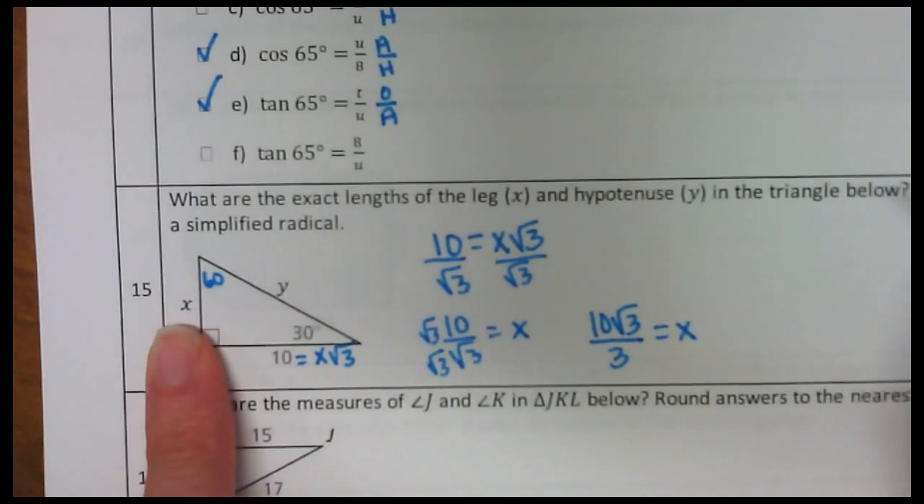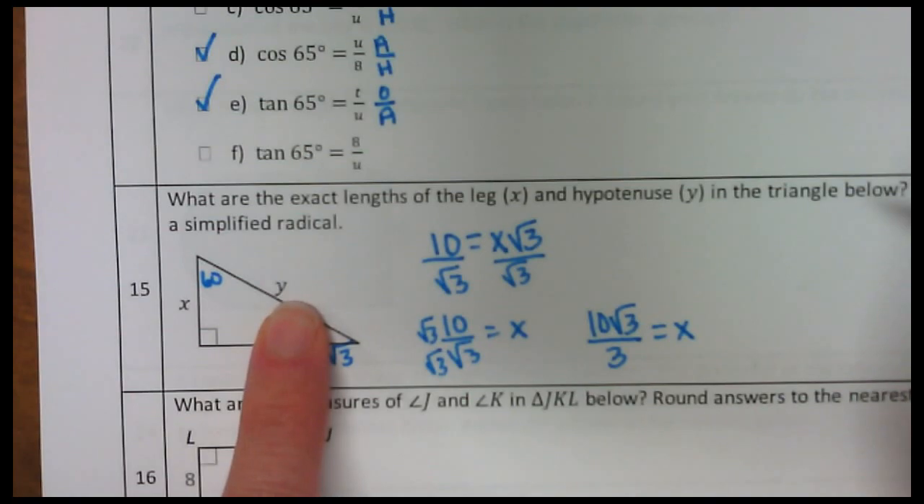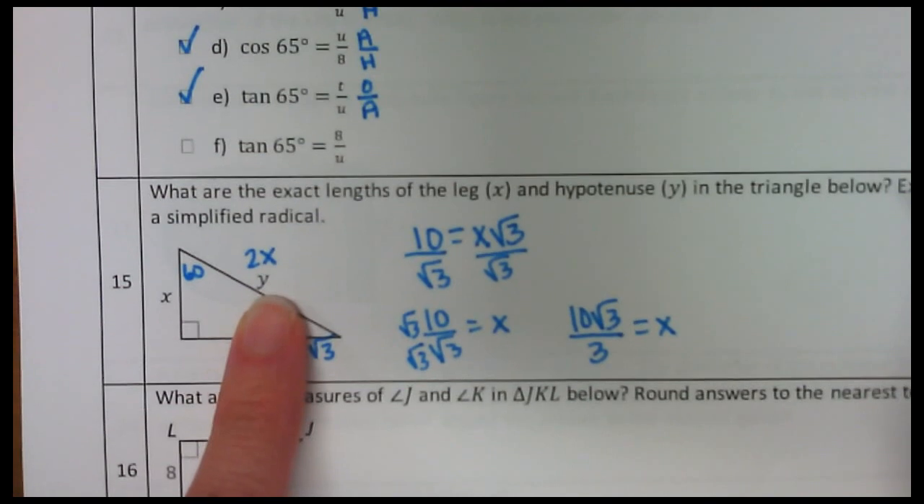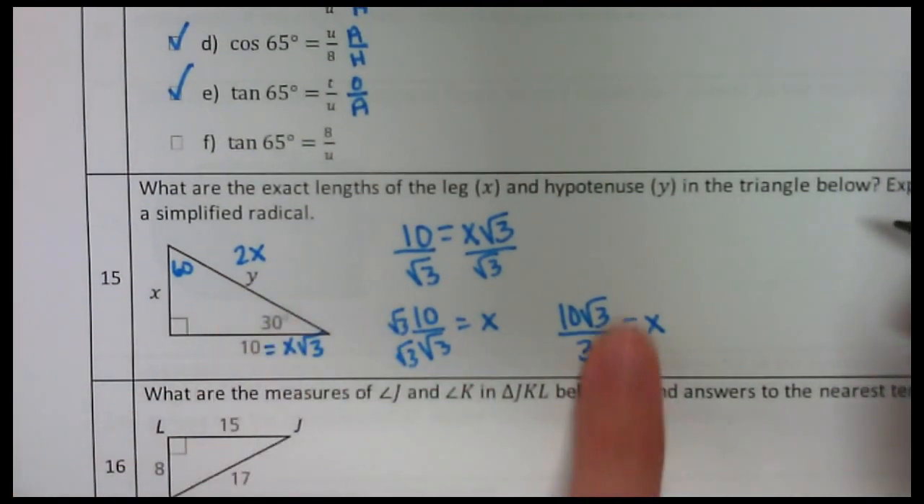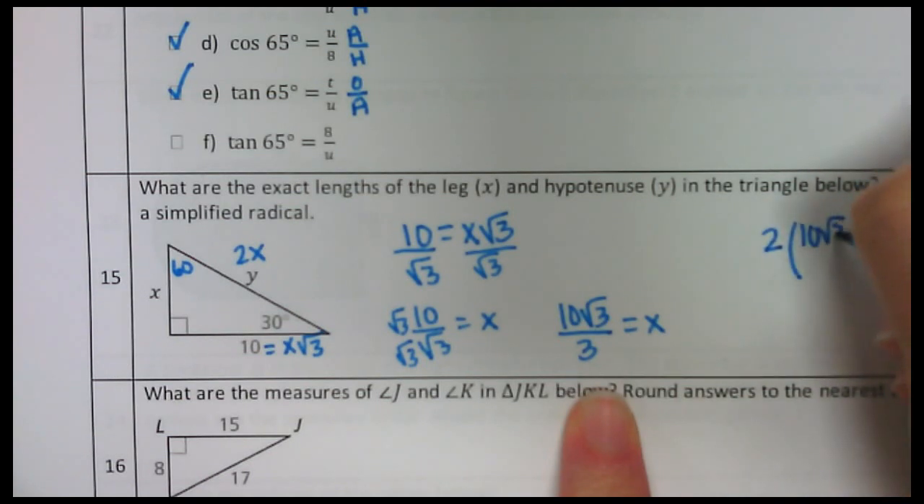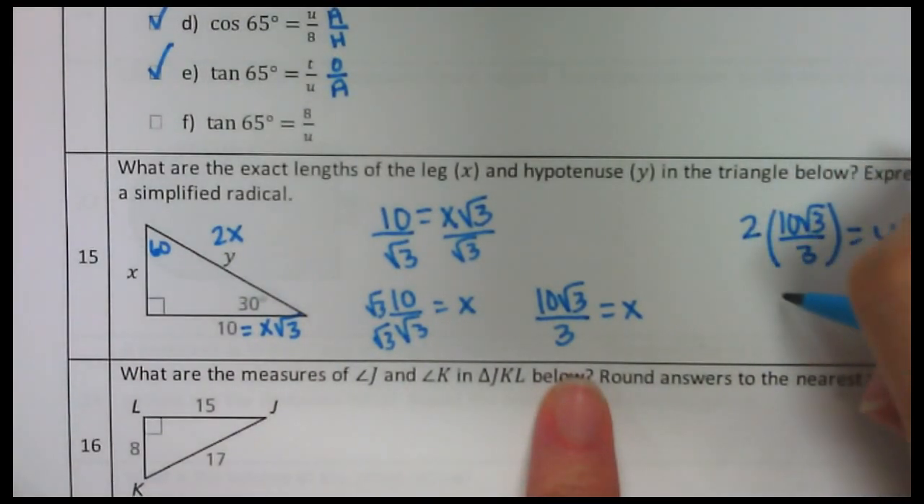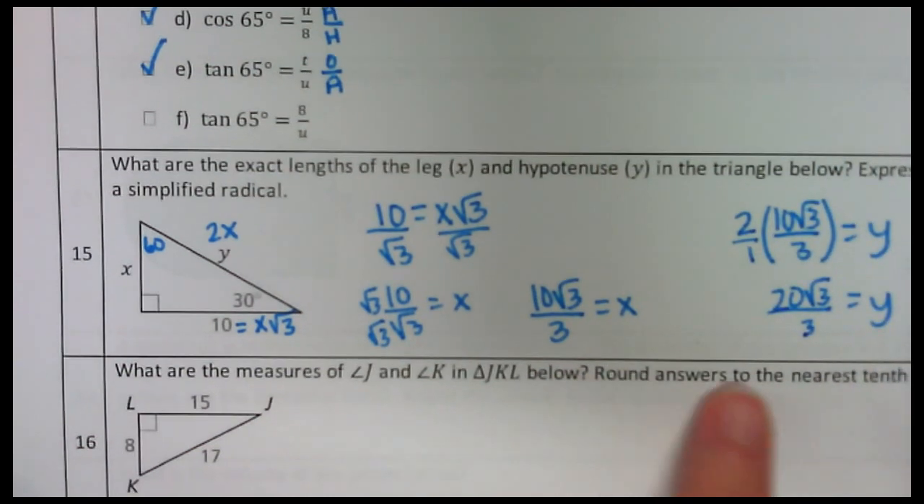That's my X value. Whatever my X value is, I have to double it to get this hypotenuse side. So if I double this value, I'll get my Y. So if I multiply by 2, I'm multiplying the top by 2 because it's like 2 over 1. And my Y is 20 times the square root of 3 over 3.